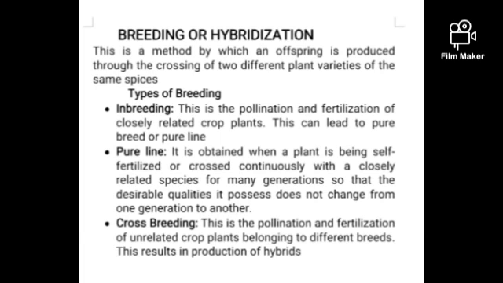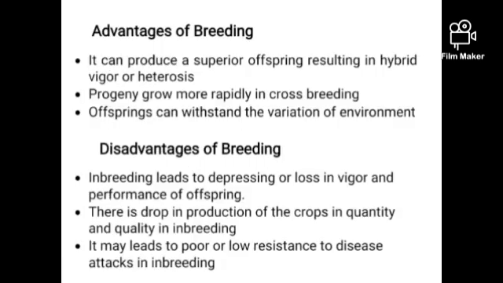Then we'll talk about pure line, another type of breeding. A plant which has been self-fertilized or crossed continuously with its closely related species for many generations to get a desirable quality is being referred to as pure line. Pure line will always reproduce itself with great precision. Crossbreeding. This is the pollination and fertilization of unrelated crop plants belonging to different breeds.